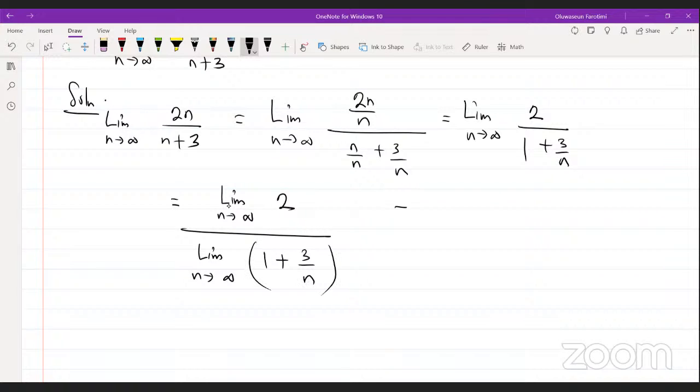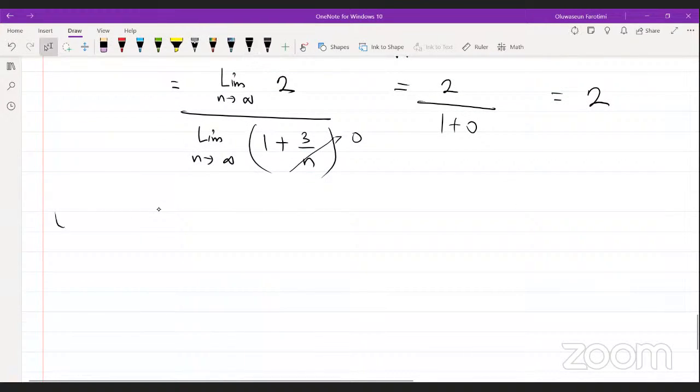What is the limit of a constant? It's just the constant, 2. Now, as n goes large, this guy approaches 0. So you have 1 plus 0 on the bottom, and 2 on top. So that means the limit of this is exactly 2. Okay? Let's do another example.